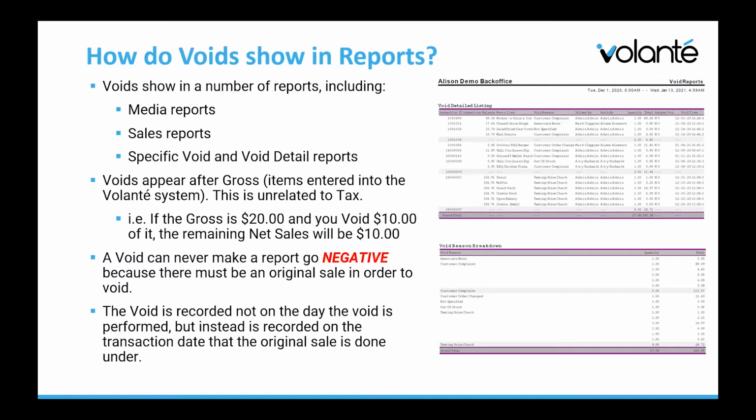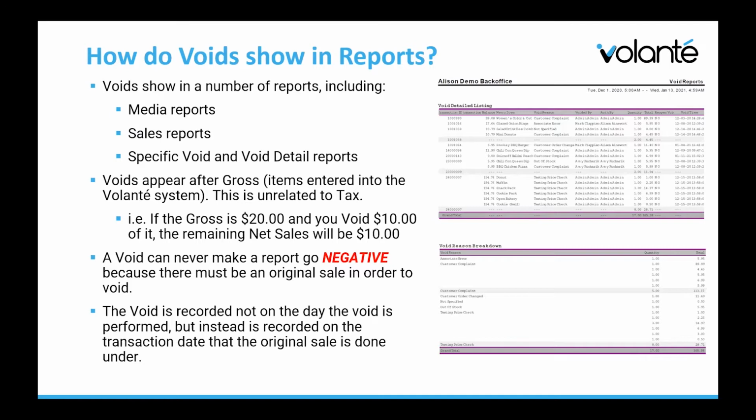Voids do show up in a number of different reports, including our media reports, sales reports, as well as specific void and void detail reporting. Voids will appear after the gross, so items entered into the Volante system, and this is unrelated to taxes. So for example, if your gross is $20 and you void $10 of it, the remaining net sales will still be $10.